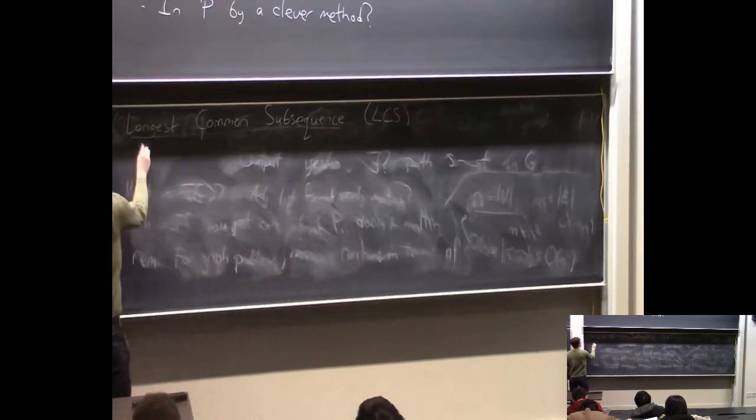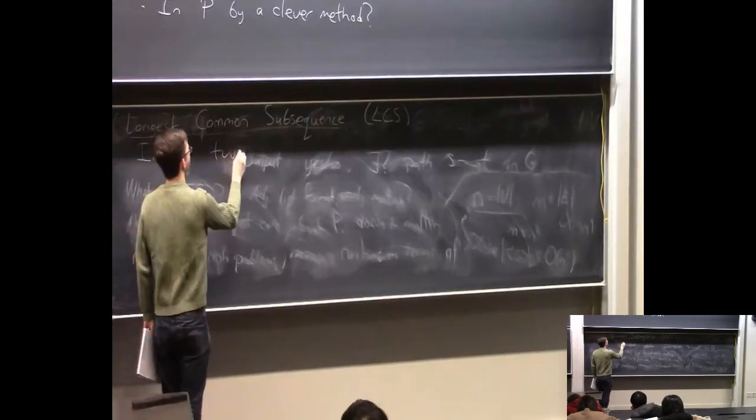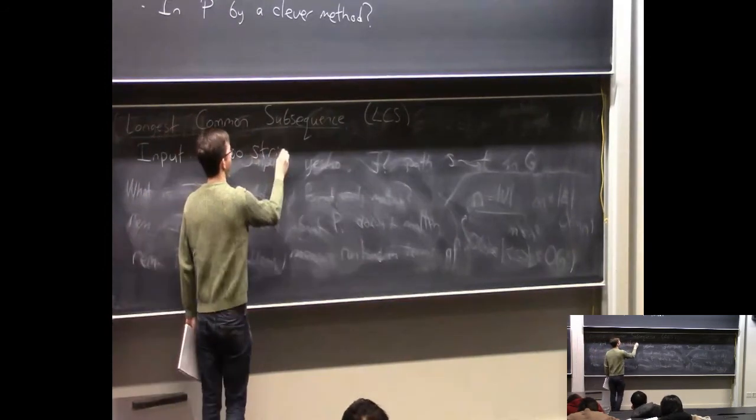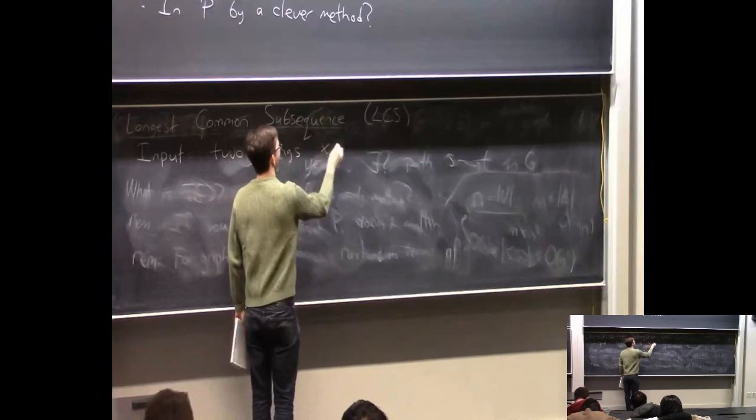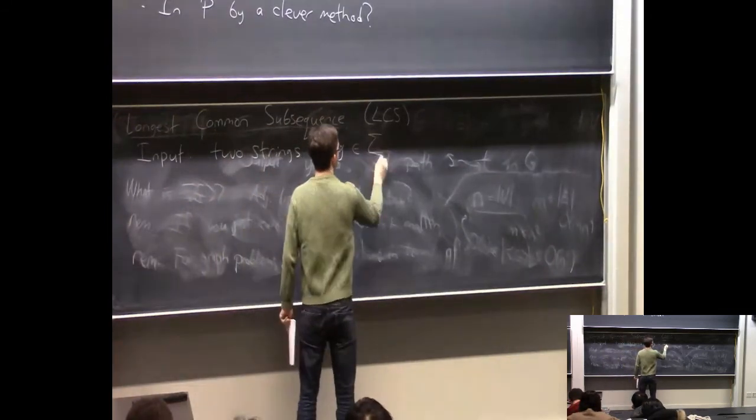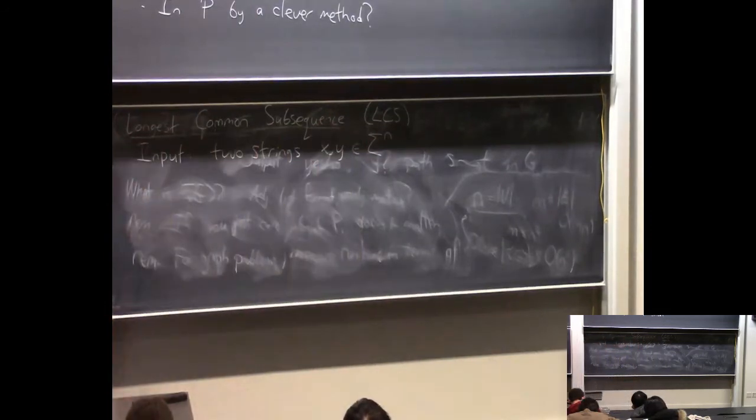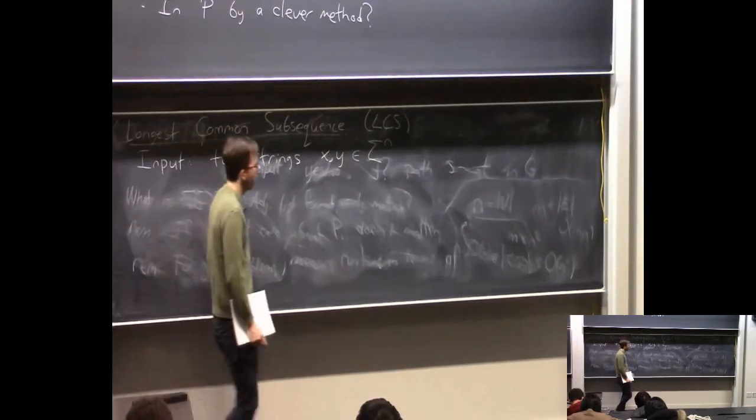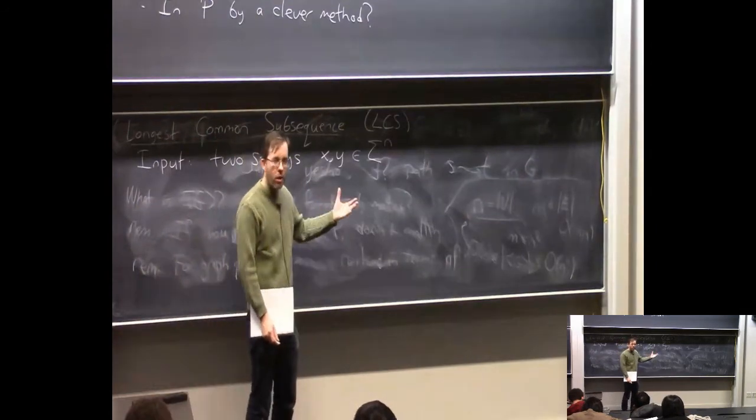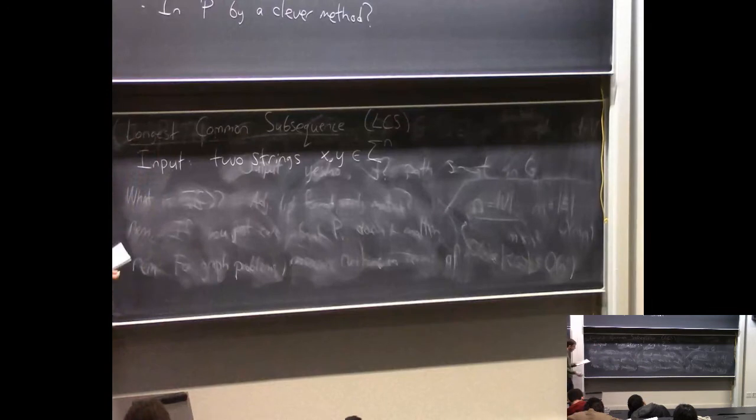OK, so what is the input to this problem? It's two strings, X and Y. And let's say they're both of length n. They don't actually have to be the same length. It's perfectly fine if they're not. But just for simplicity, let's assume that they're the same length. So they're both of length n. So really, the input length is of size 2n. But I'll just call it n. So you have two strings of length n.